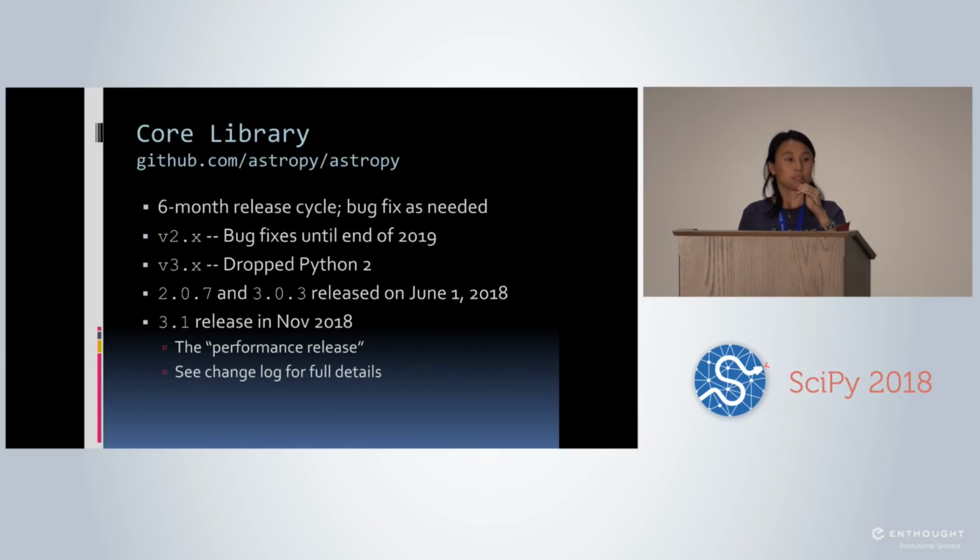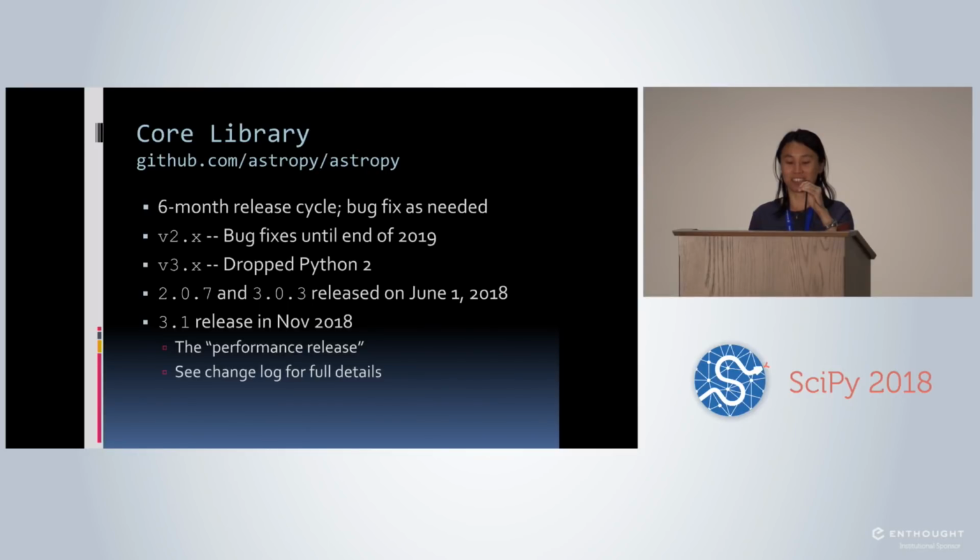So just a quick update on the core library itself. It's running on a 6-month release cycle, but we do bug fixes in between as needed. So version 2 is a long-term support release, and we only do bug fixes, and only until 2019. It is the last version that supports Python 2.